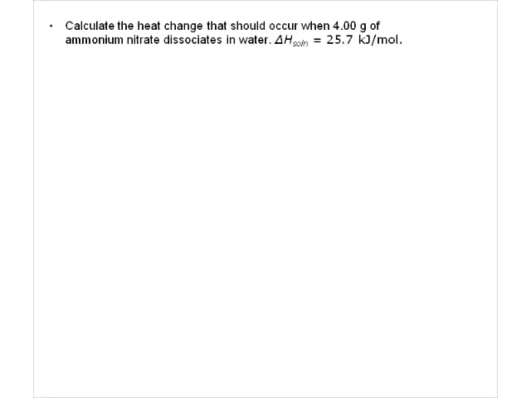Okay, here we go again. Calculate the heat change that should occur when 4 grams of ammonium nitrate dissociates in water. And this time they're giving us the heat of solution. So the process this time is going to be the process of ammonium nitrate dissociating in water.